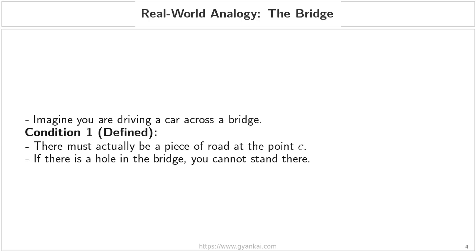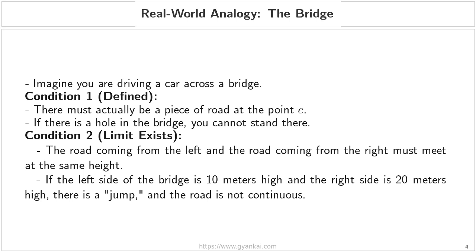Real-world analogy, the bridge. Now, to help you visualize the three rigorous mathematical conditions we just discussed, let's use a real-world analogy. Imagine you are driving a car across a bridge. First, let's look at condition 1, which is whether the function is defined. In our analogy, this means there must actually be a piece of road at the specific point. If there is a hole in the bridge at that exact spot, you cannot stand there, and therefore, the path is not continuous.